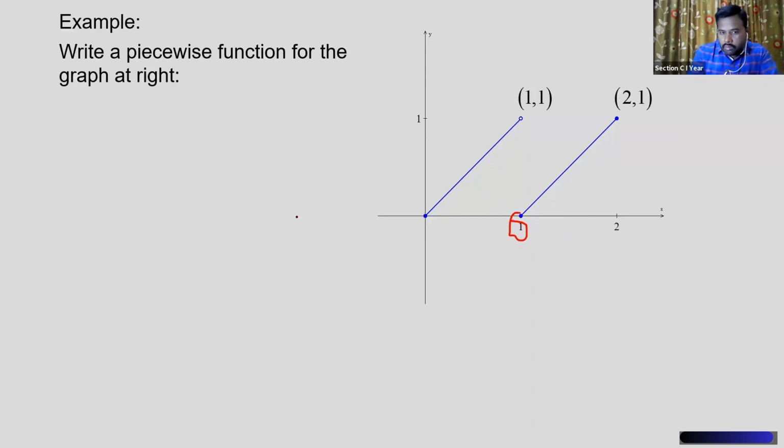See, the graph is not involved for any negative number on the x-axis. So the domain will not include any of the negative numbers. That's for sure. Then it starts at 0. Then up to 1, it is one thing.